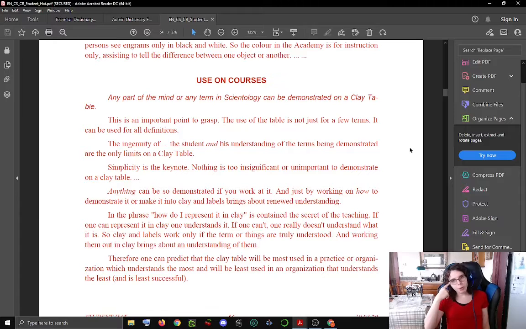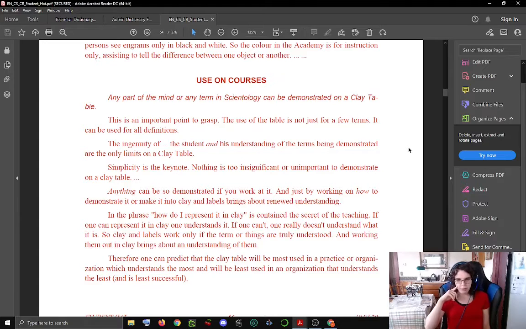This is an important point to grasp. The use of the table is not just for a few terms, it can be used for all definitions. The ingenuity of the student and his understanding of the terms being demonstrated are the only limits on a clay table. Simplicity is the keynote. Nothing is too insignificant or unimportant to demonstrate on a clay table. Anything can be so demonstrated if you work at it, and just by working on how to demonstrate it or to make it into clay and labels brings about renewed understanding.